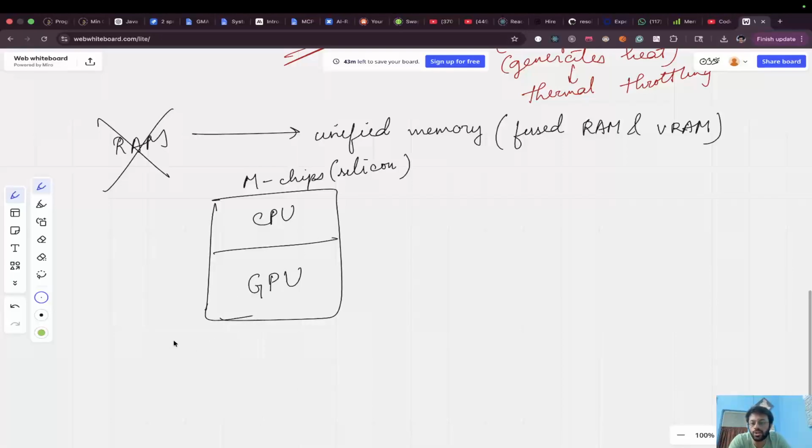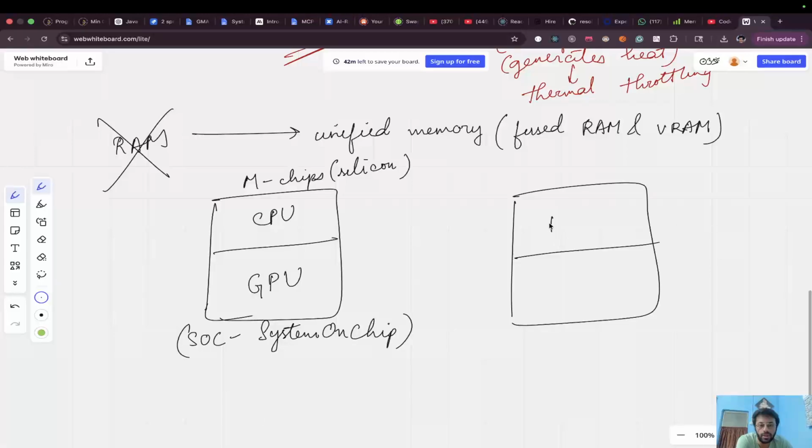These are called SoC, system on chip. Now what does this system on chip mean? It means that they have fused both CPU and GPU together. Now there isn't a separate CPU and separate GPU. And just like they have fused both the chips together, they have also fused the memory together. Now they have a RAM and a VRAM, which together is called the unified memory.